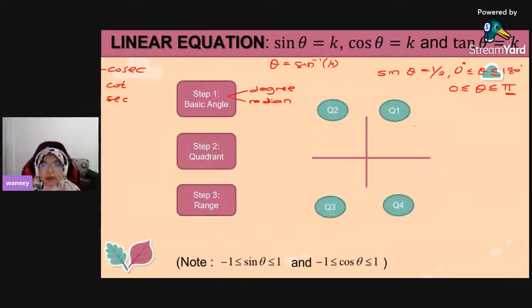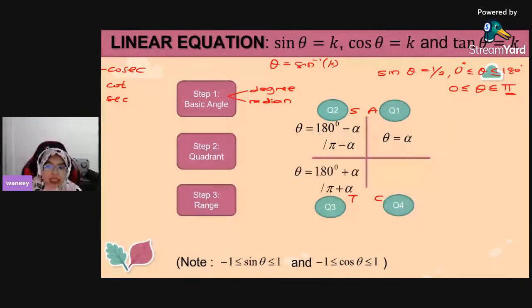which quadrant they are in. Do remember A, S, T, C: all, sin, tan, cos. A, S, T, C, add sugar to coffee. Okay, so what do we know? If we want to get something with a positive answer, then theta is equal to alpha in the first quadrant. In the second quadrant, it will be 180 minus alpha, or if you are using radian, it should be pi minus alpha. In the third quadrant, it will be 180 plus alpha or pi plus alpha.